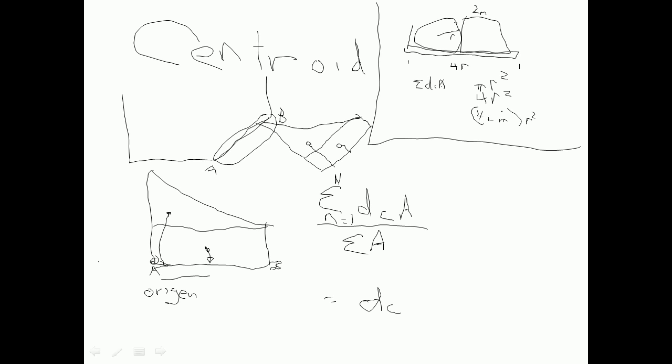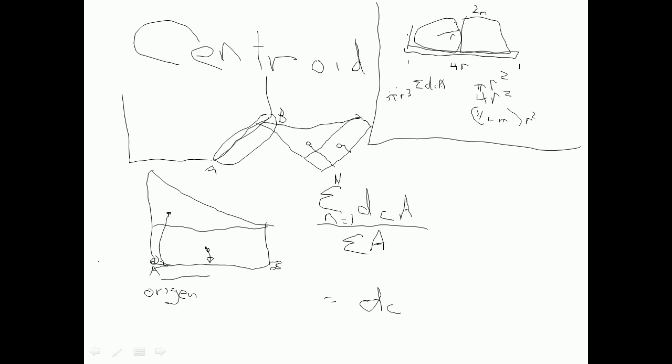Okay, so that's the area. What would be the distance to each one? Well, the first one would be the area pi r squared times r, and the second one would be 4r squared times 3r. So the numerator would be pi r squared times r, or pi r cubed.